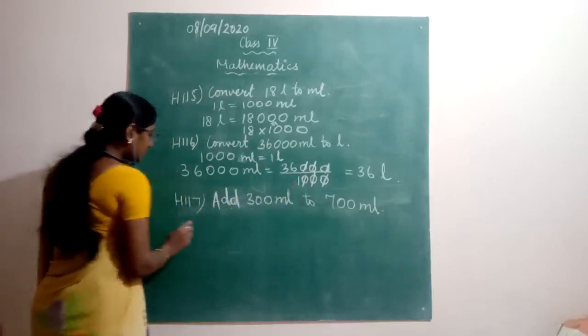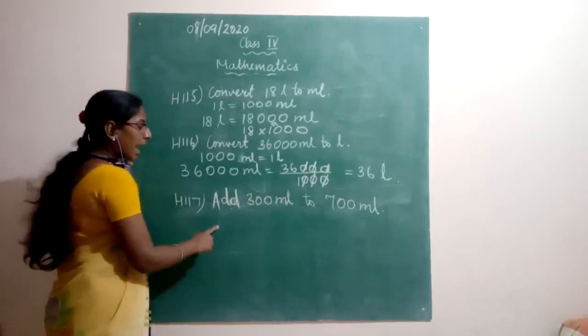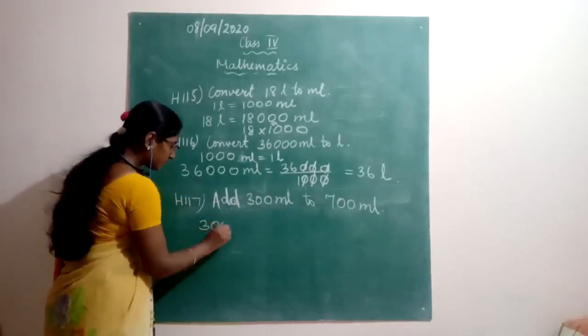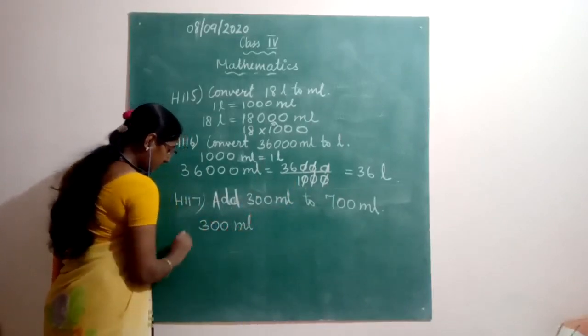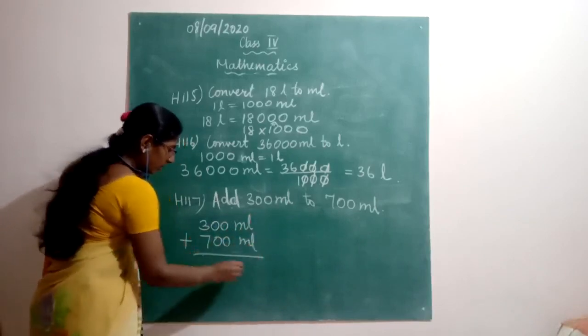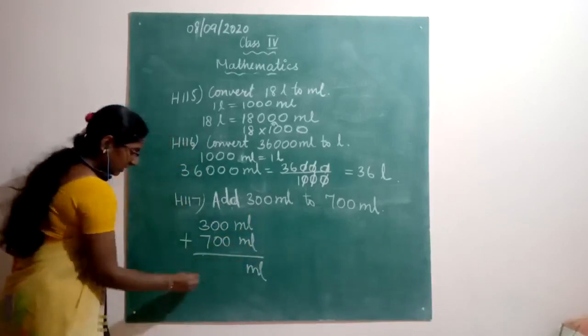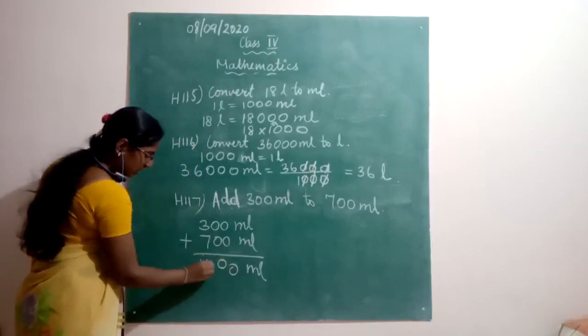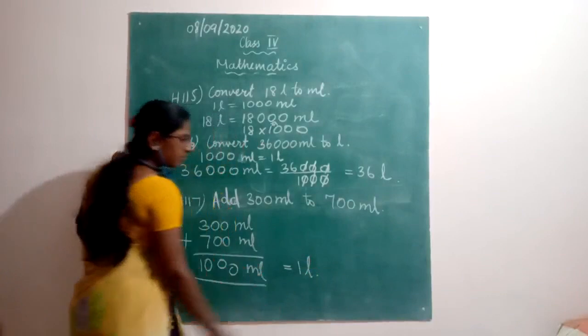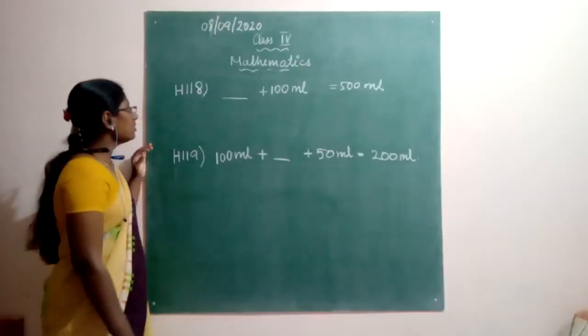Okay. Next one, H117. Add 300 ml to 700 ml. So now add it. 300 ml plus 700 ml. So how many ml are you going to get? 1000 ml. That is nothing but 1 liter. Is that clear? Look at the next question.